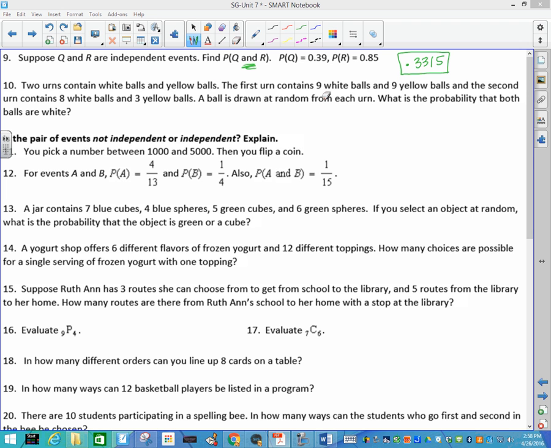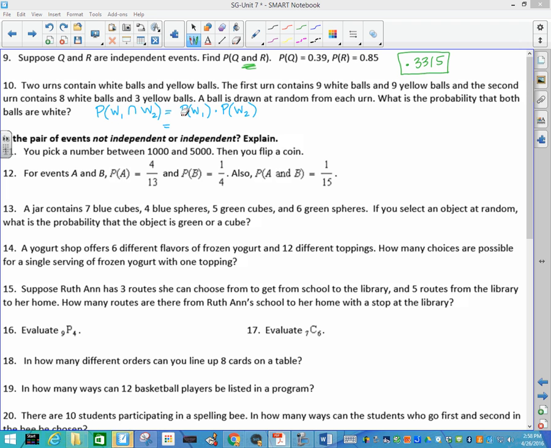A ball is drawn at random from each urn. What is the probability that both balls are white? So we have the probability of a white from the first urn and a white from the second urn. Well, there's my "and," so I'm going to multiply the probability of drawing a white from the first urn times the probability of drawing a white from the second urn.